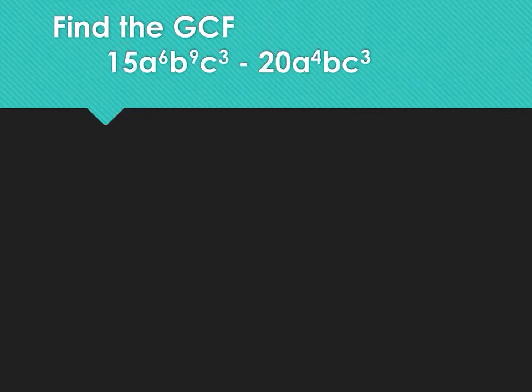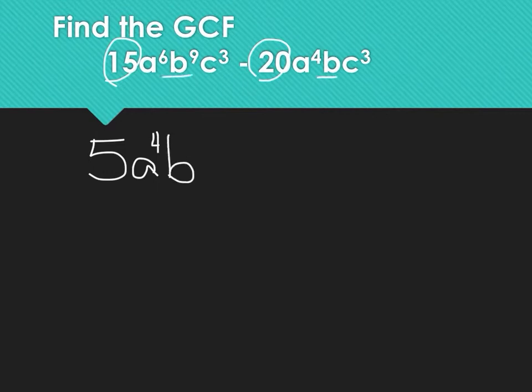Finally, greatest common factor here, alright, 15 and 20. Well, 5 is my greatest common factor between 15 and 20. Let's look at the A's. I'm looking for that lesser value, 6 and 4, so it's 4. B, this just has 1, that has 9, so just 1. C, they both have 3's, so 3 works. That's my greatest common factor.